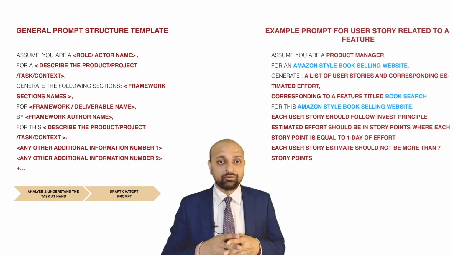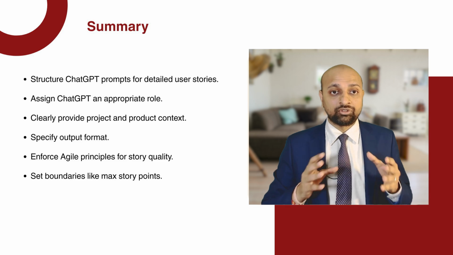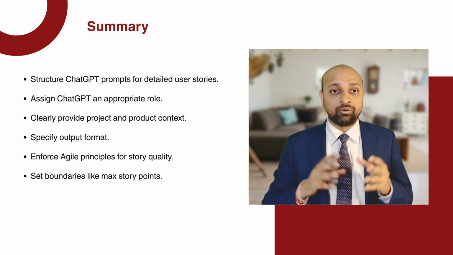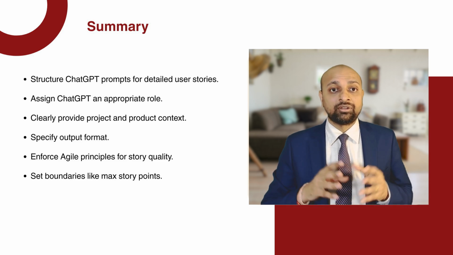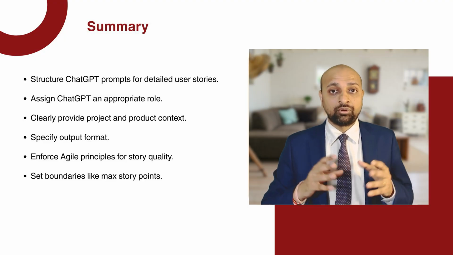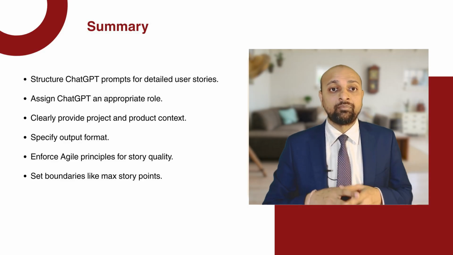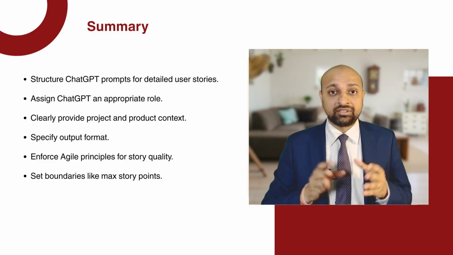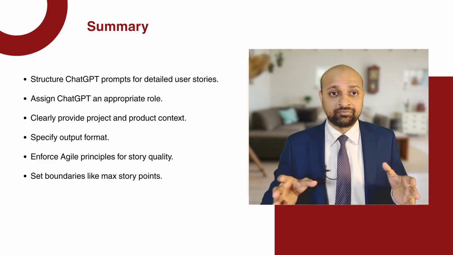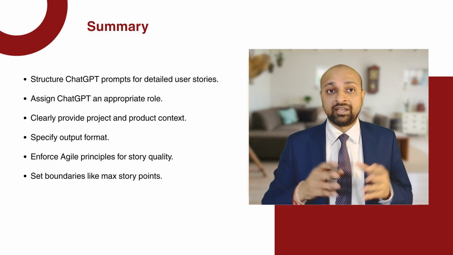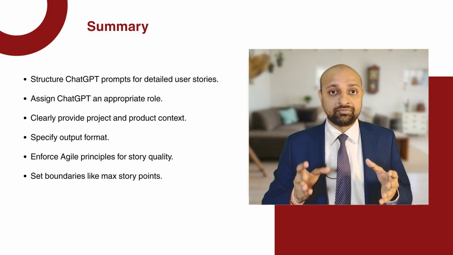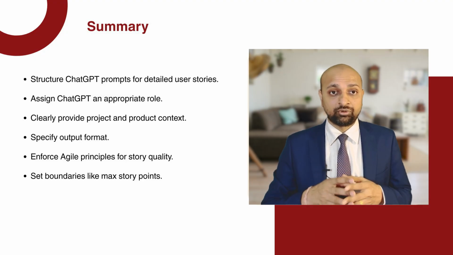In this video, you learned how to structure a ChatGPT prompt that transforms a product feature into a set of detailed user stories. Key takeaways include assigning ChatGPT the right role, e.g., product manager, providing clear project and product context, specifying output format, such as including estimates in story points, enforcing agile principles like INVEST to ensure story quality, setting boundaries like max story points to keep stories sprint friendly. These principles are critical for scalable, agile delivery.